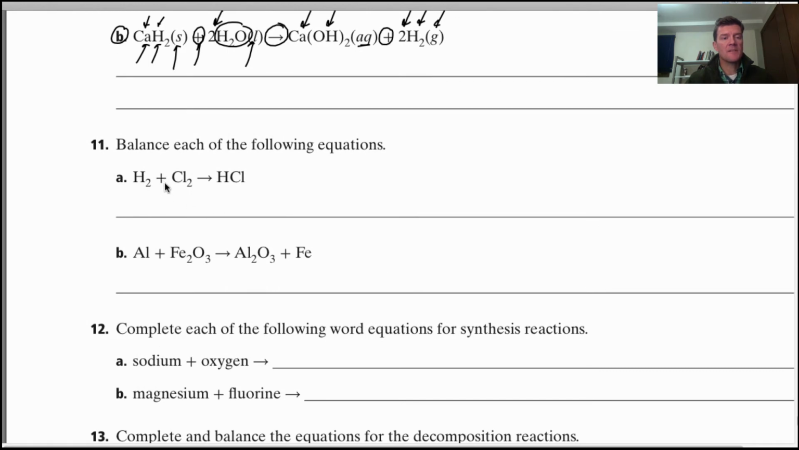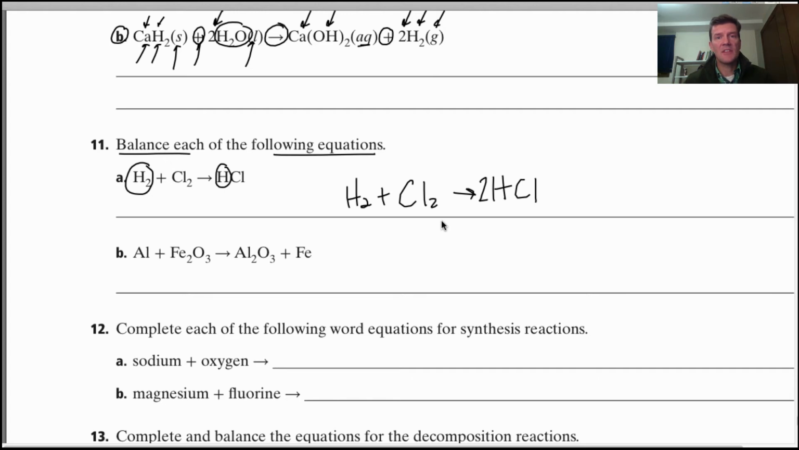All right, let's balance these. Balance each of the following equations. Let's start with the, I guess it's not going to matter too much here. I think this is pretty straightforward. You've got 2 hydrogens on the left, only 1 on the right. So we're going to double the HCl, and that actually gives us everything that we need. Now I have 2 hydrogens on both sides. I have 2 chlorines on both sides.